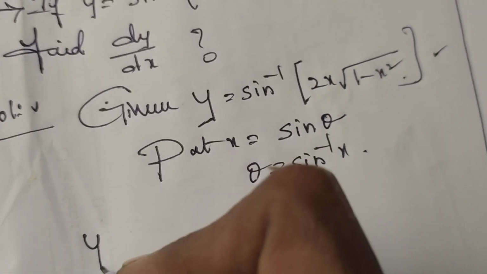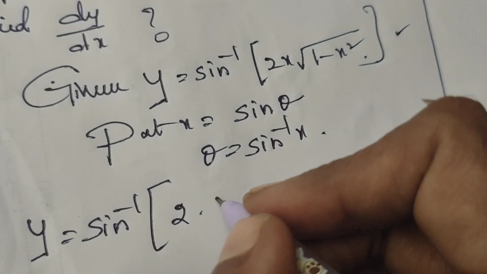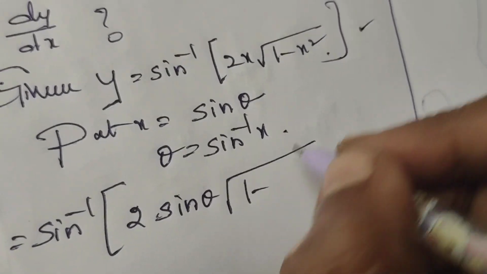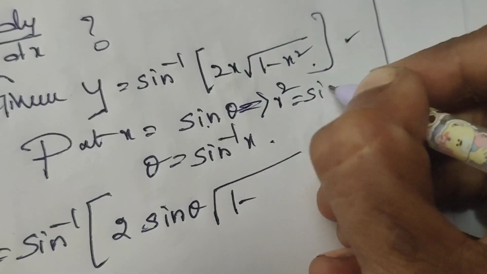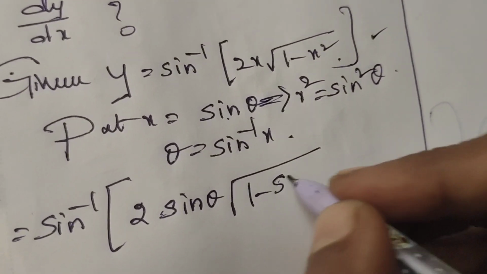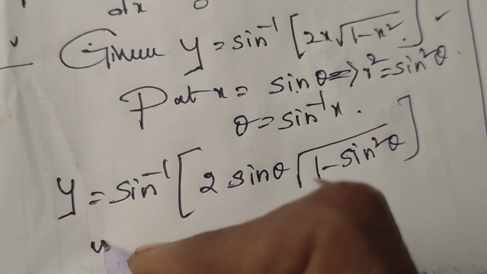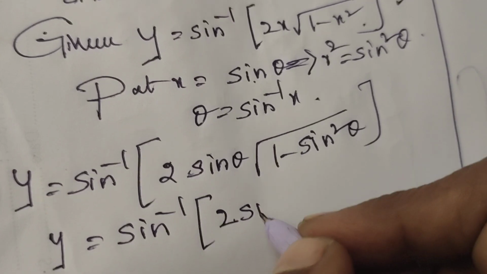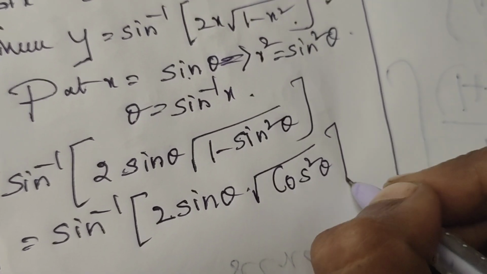Okay, now y equals sine inverse of 2 into sine theta. In place of x, substitute sine theta. Root of 1 minus x square means 1 minus sine square theta. Okay, now here y equals sine inverse of 2 sine theta root of 1 minus sine square theta, which is cos square theta.